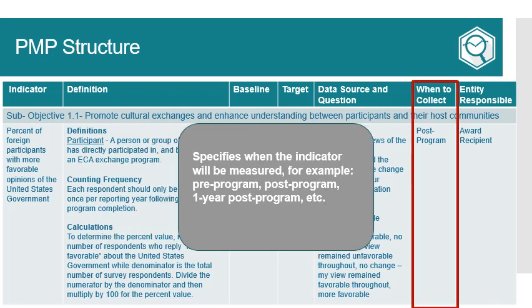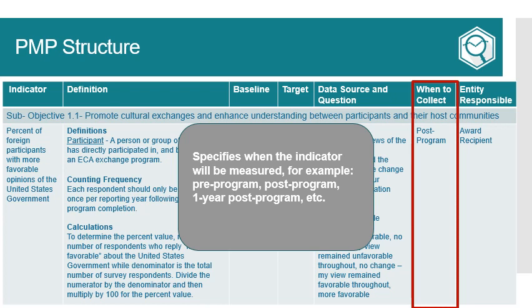The when to collect column specifies when the indicators will be measured. For example, post-program, with administrative data, or at the end of the award. Any ECA-required collection point will be one of two times for implementing partners. First, data could be compiled using administrative data. Or secondly, the data collection could occur post-program.